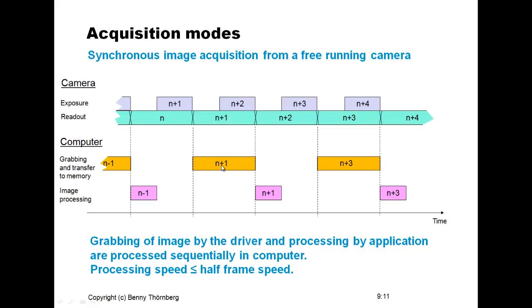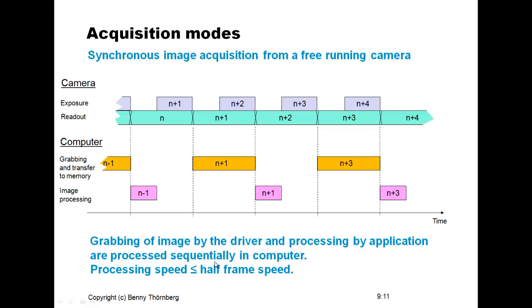And then the image processing task, in this case for synchronous image acquisition from a free running camera, as we call it, needs to wait for the grabbing process to finish before it can start. Since we lack the capability to do the image processing in parallel with the grabbing, the processing speed in this case will be less than or equal to half of the frame speed.